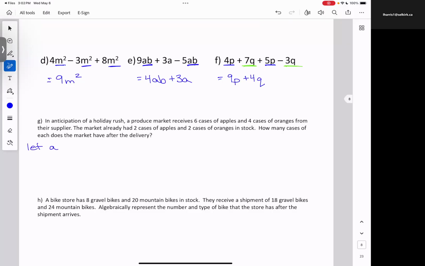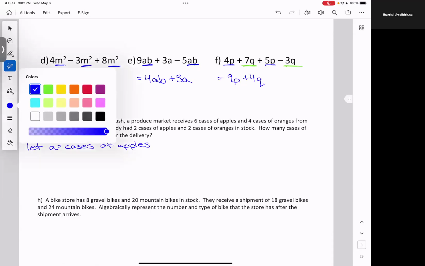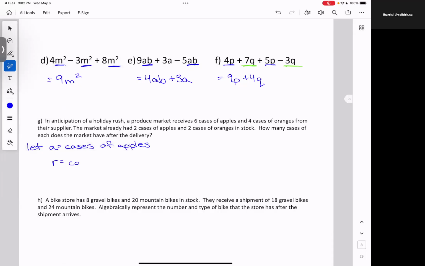So we're going to let a variable, I'm going to be A, be cases of apples. And another variable, I'm going to make it O. Actually, O looks like 0, doesn't it? So let's make it R. So we've got R is cases of oranges. And so what do we start out with? We're told that we receive 6 cases of apples, so that's 6 A's, plus 4 cases of oranges, so 4 R's. And we know the market already had 2 A's and 2 R's in stock.